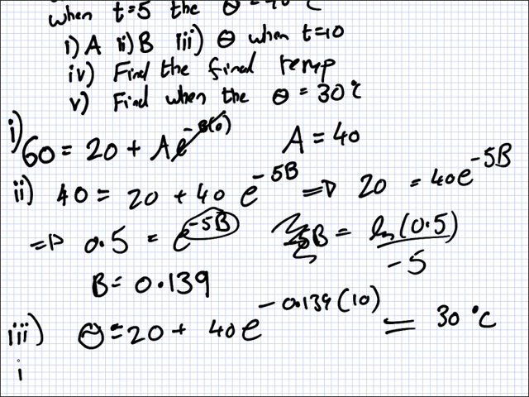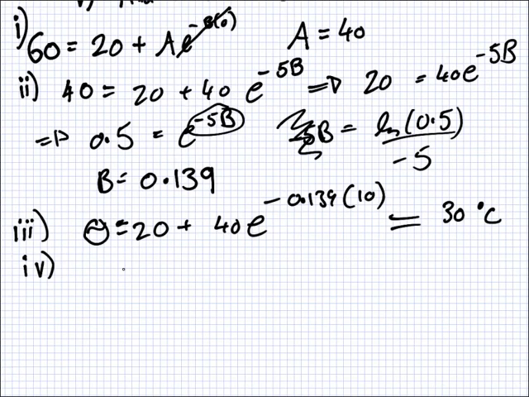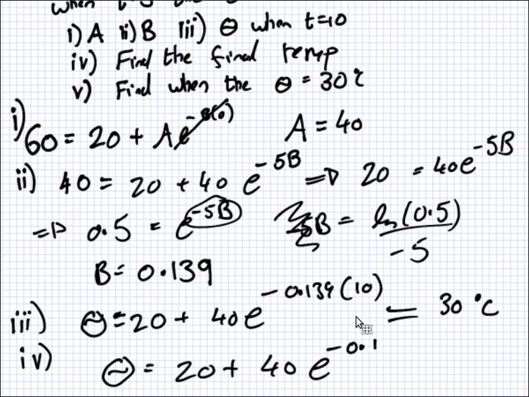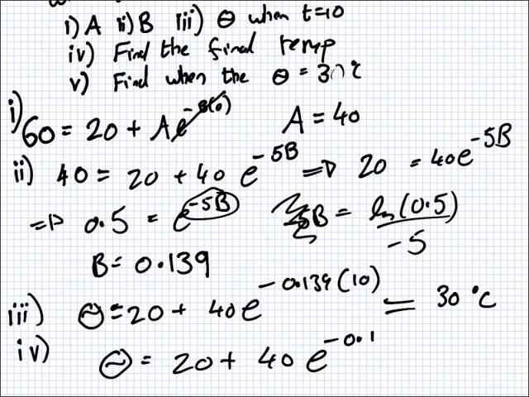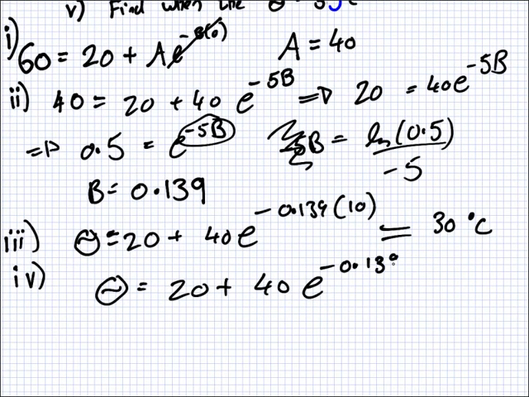Okay. And then 4, find the final temperature. So we need to have a look at the formula to figure that out. Theta equals 20 plus 40 e to the minus 0.139 t. So what is the theta trying to become as the t is getting larger and larger? Who can see?